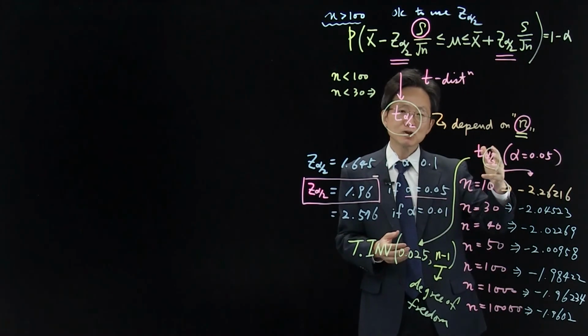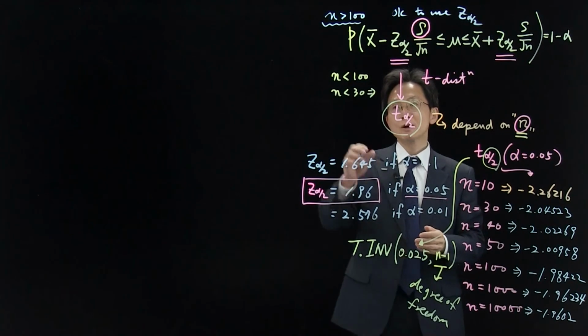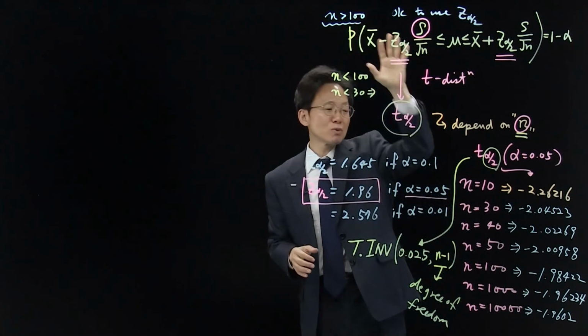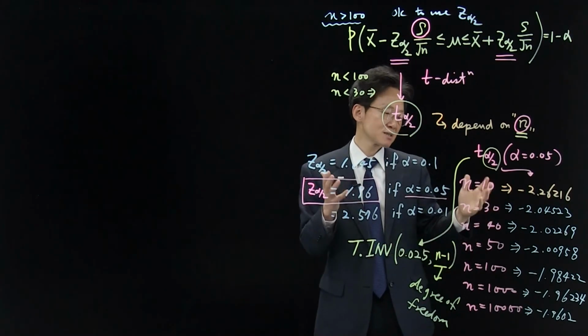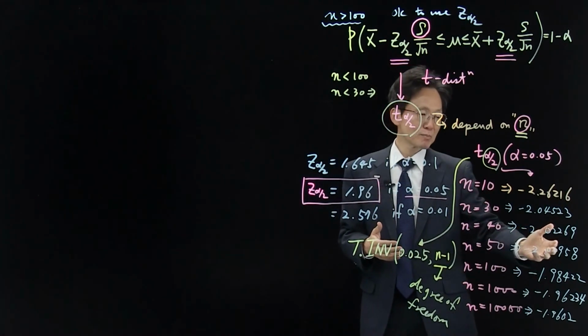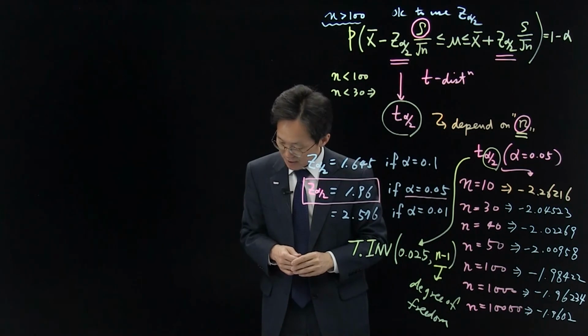So when n becomes large, the t distribution becomes closer to a normal distribution. So it's kind of a rule of thumb: when n is larger than 100, it's safe to use z values. But if n is smaller than that, then it's better for us to use the t distribution.